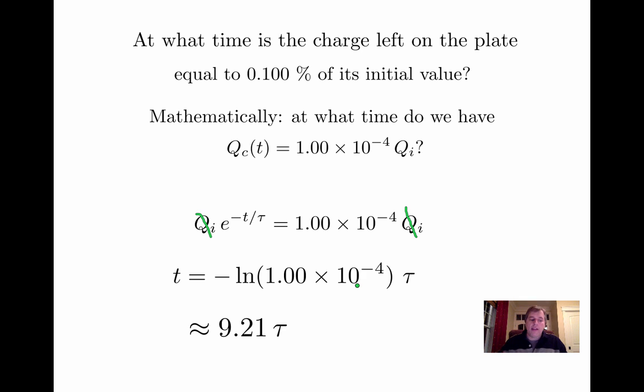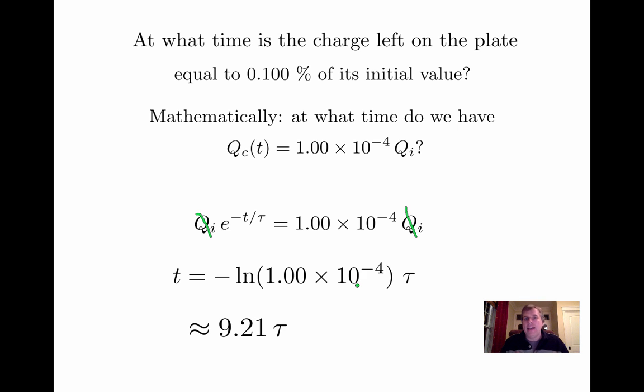So if you wait a time equal to about 9.21 times the time constant, the charge left on the plate would be less than 0.1%. At that point, mathematically, you have to wait an infinite amount of time for the charge to go to zero. But in practice, in the lab, for example, when you've reached 9 time constants, you can basically approximate the charge left to be zero. So we can consider the capacitor to be fully discharged.